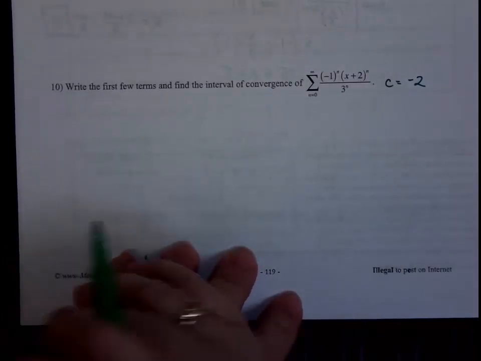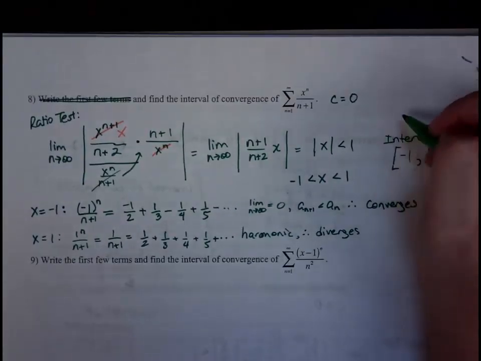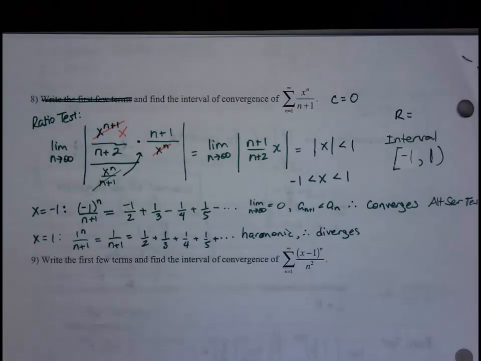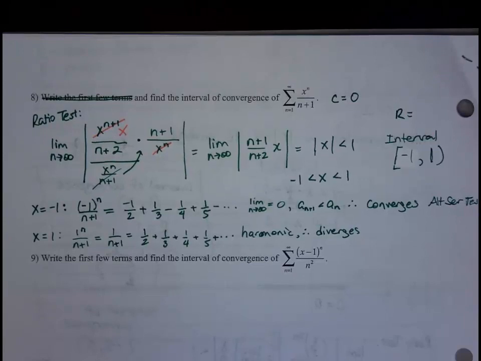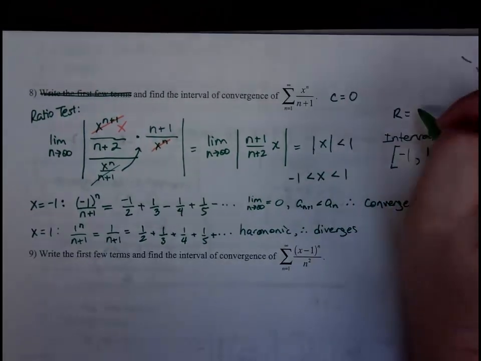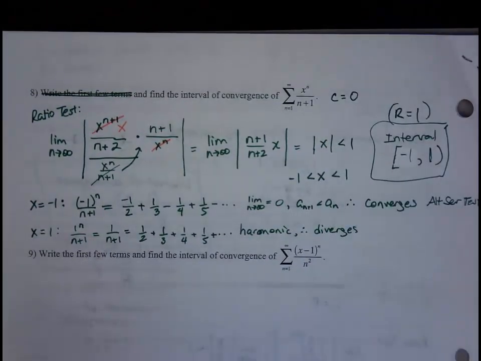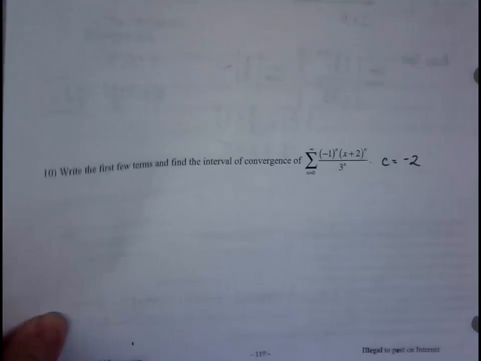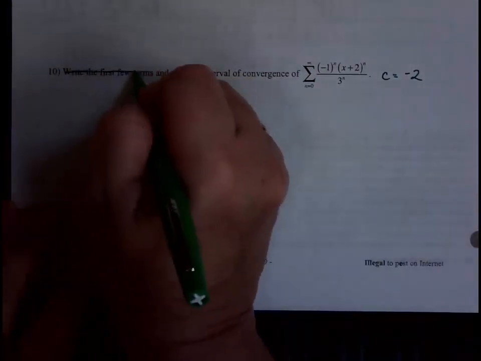Oh, I forgot to write down, let's go back. Rewind. What is R for this one? It only asks for the interval, but I still want to write down what R is. It is 1. 1 minus -1 is 2, divided by 2 is 1. So R is 1. Are we good? All right, back to 10, sorry. This one only asks for the interval of convergence. Don't need to do that.